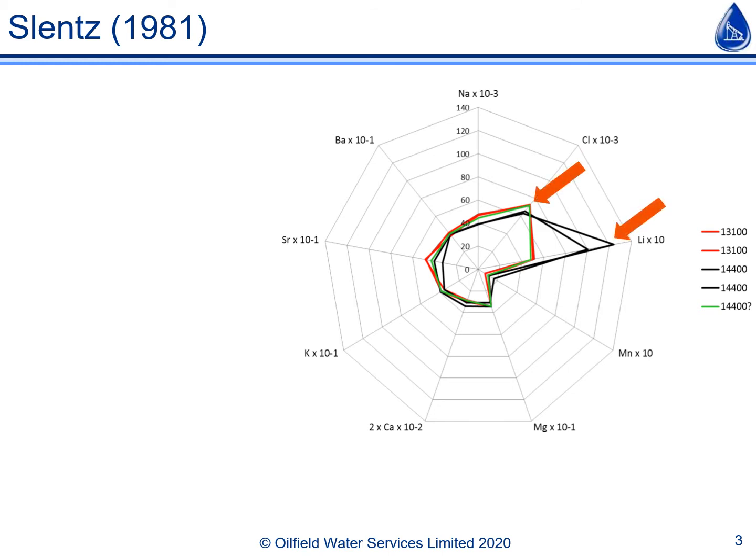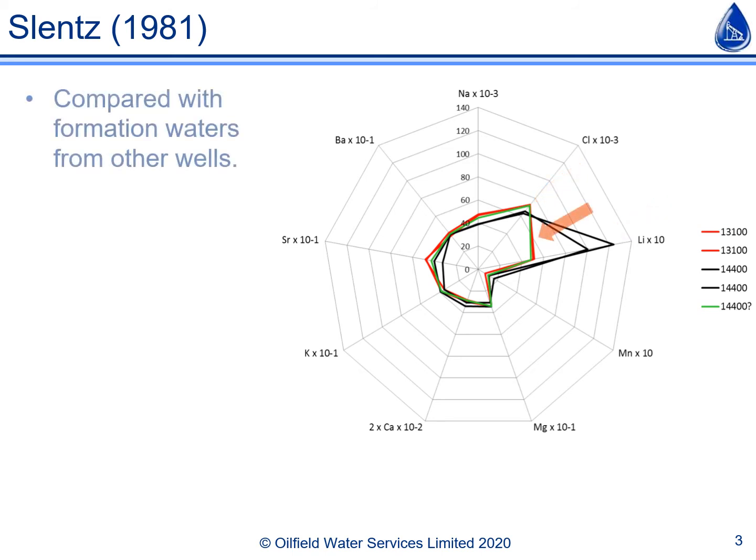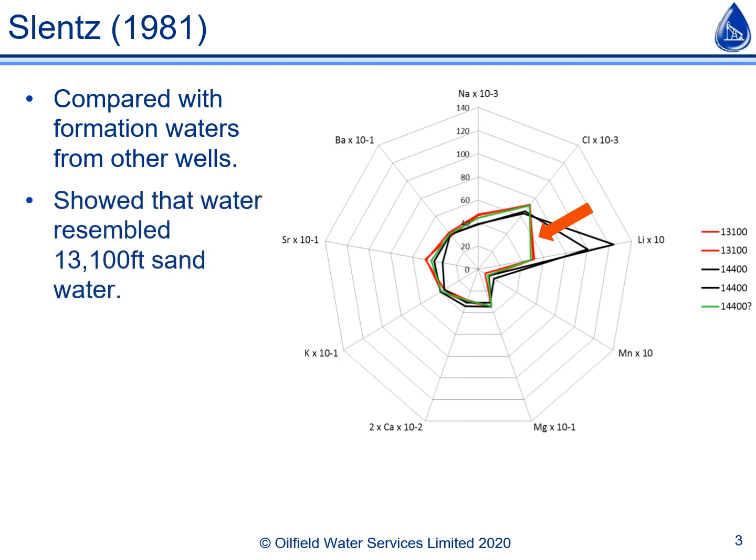in black. Using this chart, the unique compositions of the different reference formation waters can be compared with that of the well X produced water composition in the same way you might compare fingerprints. The produced water from well X is shown in green. Now, although it should look like the 14,400 composition, it actually looks like the 13,100 formation water. Slents concluded that well X most likely had a casing leak, and this was located at the 13,100 level.